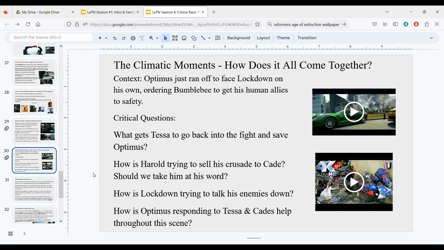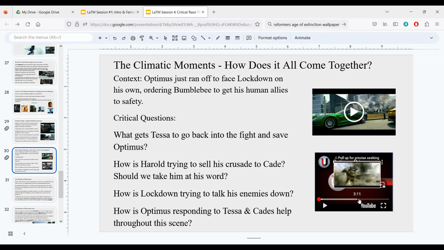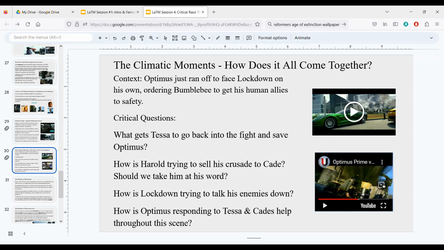And then how is Lockdown trying to talk his enemies down? I don't remember. It's okay. I'll play a little bit of it. Is it not? Come on.